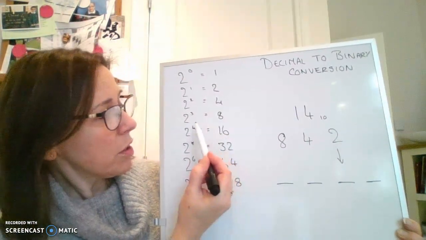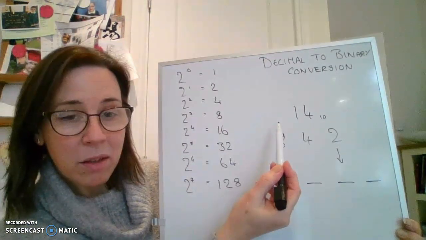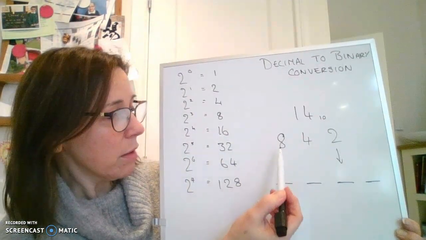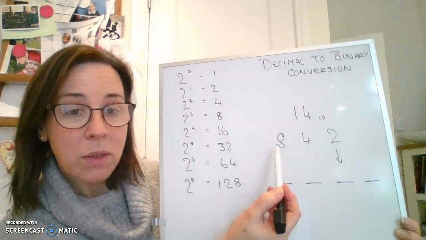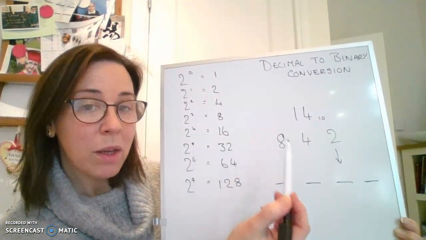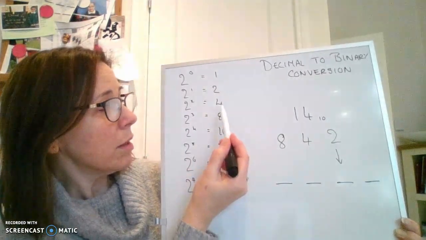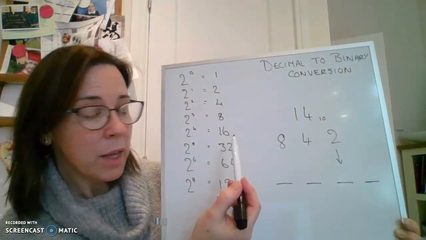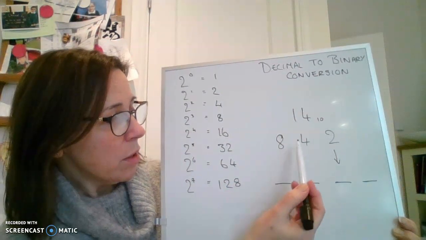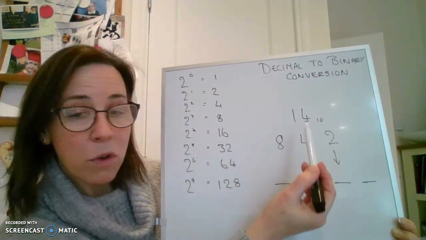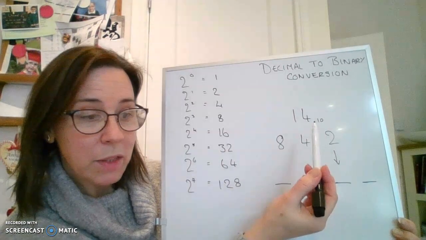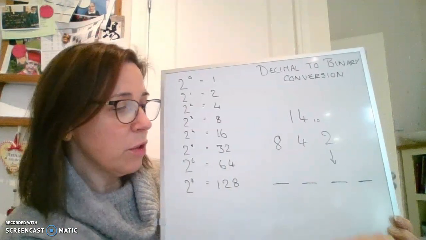Okay, but there is an 8 in 14, isn't there? We can get an 8 out of 14. So there's our 8. That will leave us with 6 left over. Now, what can we make 6 up out of in terms of the powers of 2? Well, we can use a 4 and a 2. So what you have here is an 8 plus a 4 plus a 2. That would give you 14. Okay, that's fairly simple. Let's take the lid off this.